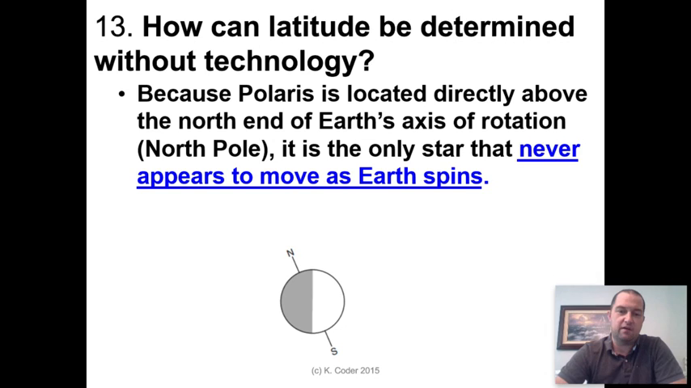So in the bottom here, we have a simulation or a model of the Earth. We have labeled our north and our south. The North Pole, right above it is Polaris. Now, if I was standing on the North Pole, I might have to look straight up to see it. If I was located on the equator, it might be at a lower angle above the horizon.